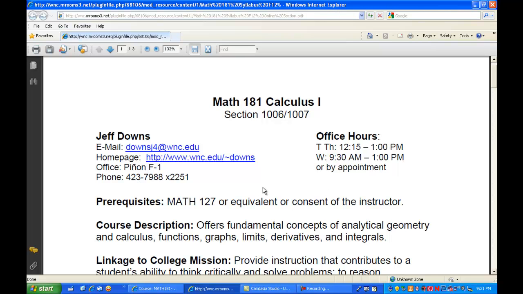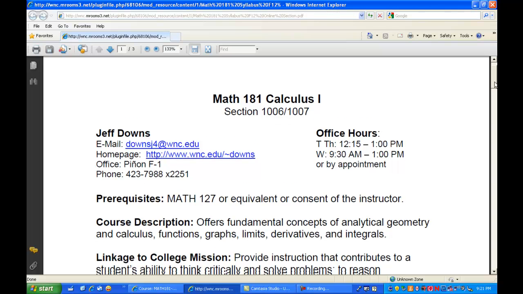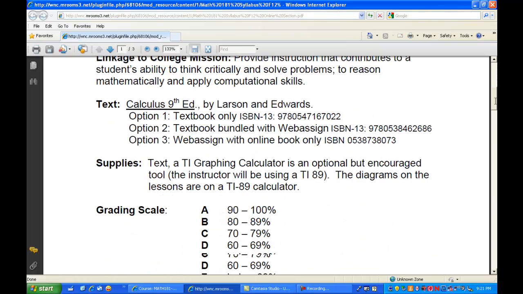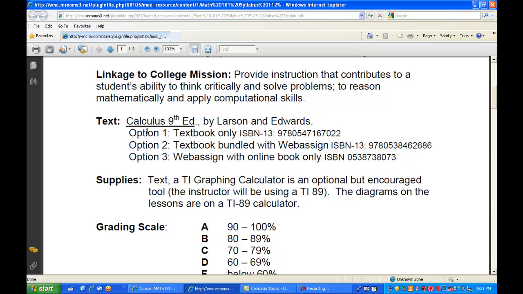So, prerequisites for this class, Math 127. We'll be using Calculus 9th edition by Larson and Edwards. We have a couple of options here. One is just to buy the textbook for the class. There's the ISBN number. Next is to buy the textbook bundled with WebAssign. There's the ISBN for that. And the third option is to buy just the WebAssign and have an online book, and that is the ISBN for that option.